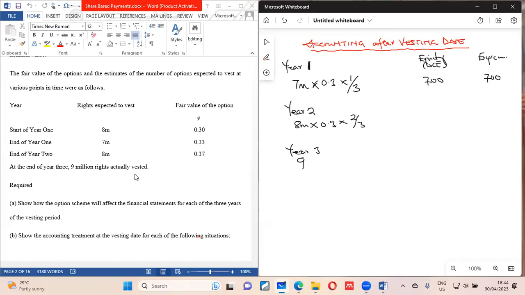Year 3, we had 9 million. This is what they said at the end of the year 3. 9 million rights actually vested. So you have 9 million multiplied by 0.3 cedis, then 3/3. All right, please, fast.